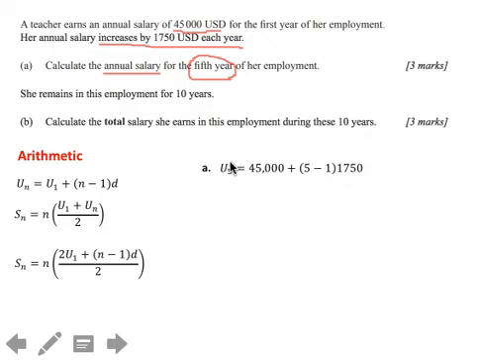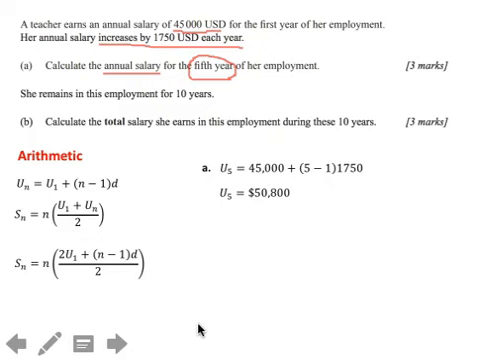And what we're going to do is say U subscript 5, our fifth salary year, is equal to our first salary year, 45,000, plus our n minus 1, which is 5 minus 1, times our common difference, which in this case is $1,750. All you got to do is type this into your calculator, make sure you're using the appropriate order of operations, and you find out that in the fifth year she earns $50,800.